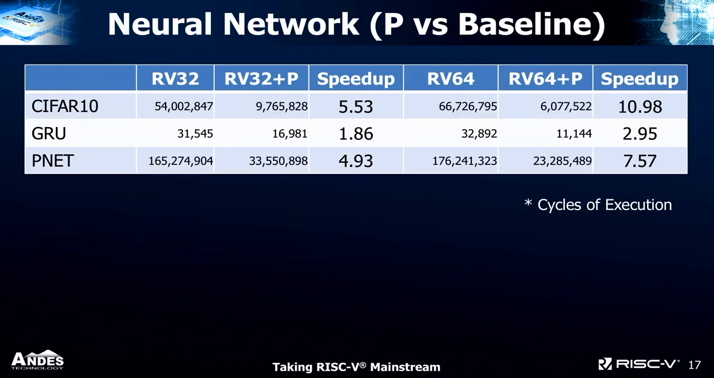Okay, we also tried some neural network benchmarks. CIFAR-10 is image classification. PNet is face detection. And we also get very good speedup over the baseline instruction set.